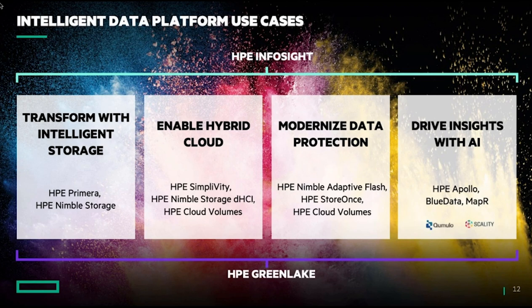The fourth area is about driving insights with AI. You can unlock hidden insights that are hidden in your data and use that to drive a competitive advantage, to uncover a new product idea, to uncover a new business model or a new revenue stream. That's enabled with HPE Apollo servers in combination with the HPE container platform that's comprised of Blue Data and MapR. We also have big data solutions available with our partners with Cumulo for scale out file solutions and with Scality for scale out object solutions.